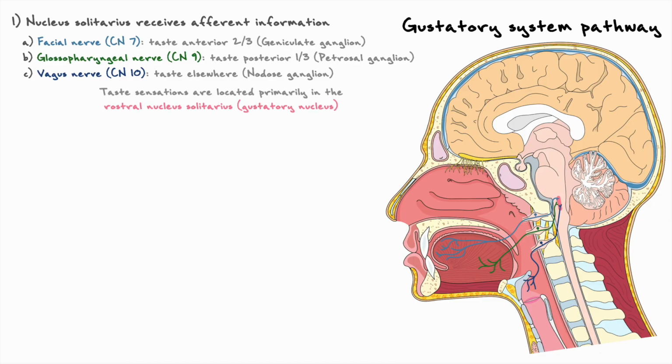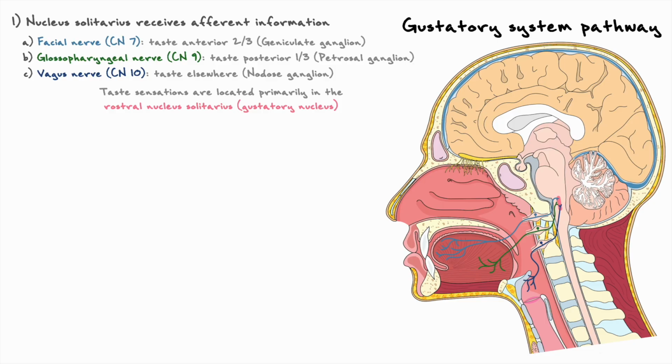All these taste fibers are brought to the nucleus solitarius, or nucleus of the solitary tract, in the medulla division of the brainstem. To be more precise, the taste information gets received in the rostral nucleus solitarius, which is also known as the gustatory nucleus.